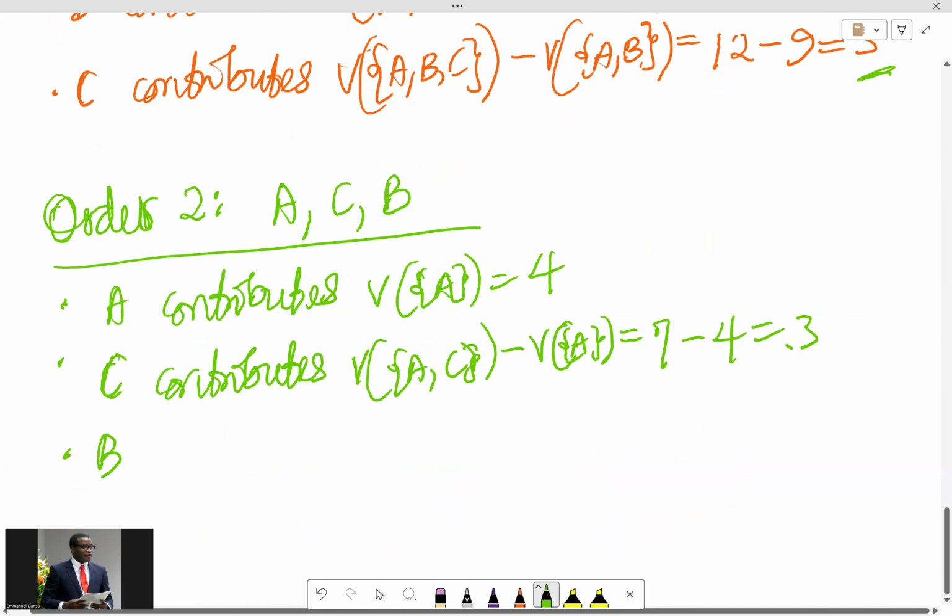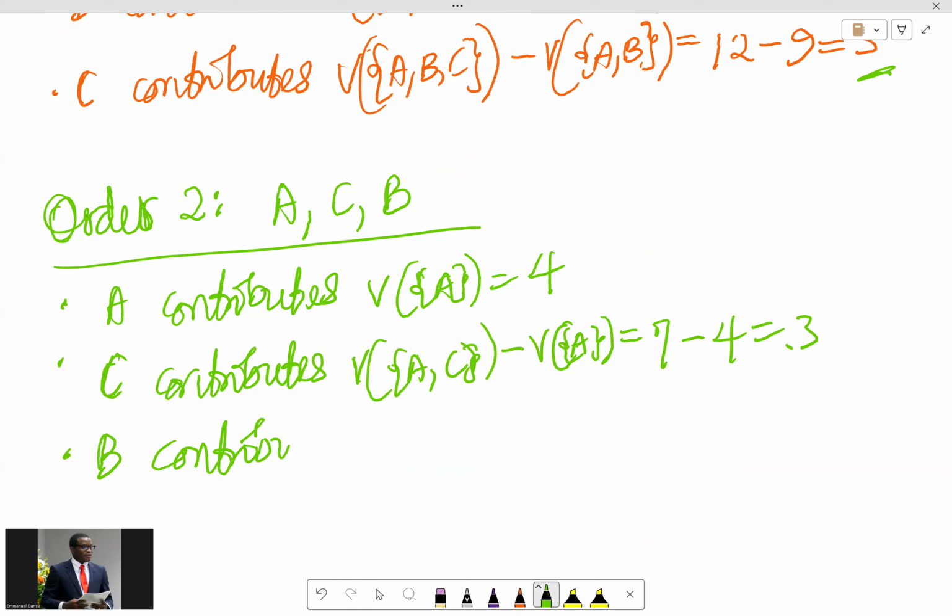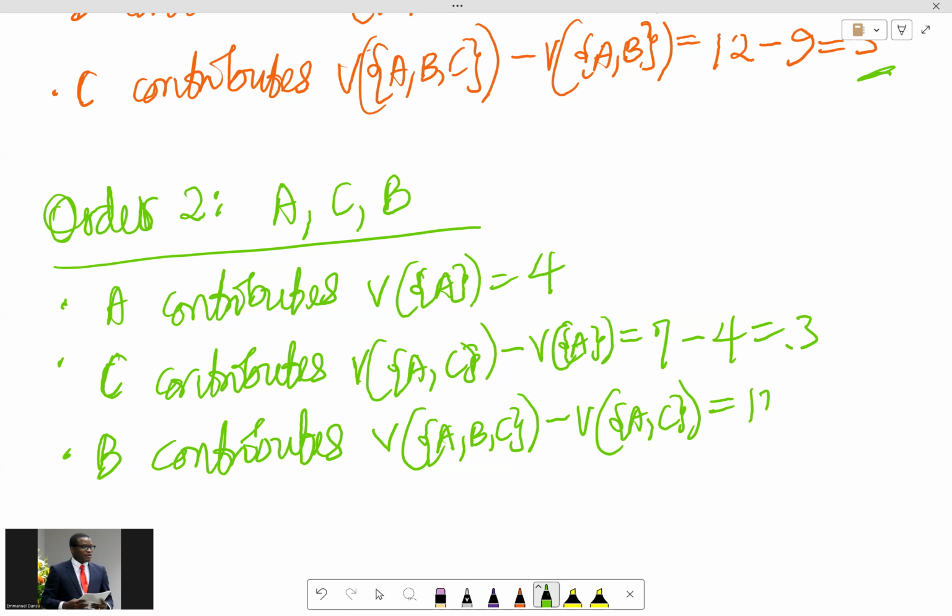Then what does B contribute? B contributes the difference between the value of the grand coalition, A, B, C, and the value of the coalition between A and C that was already there before B joined. So the value of the grand coalition is 12 minus the value of AC, which is 7, and that is 5. So then we have 4, 3, 5, like that.